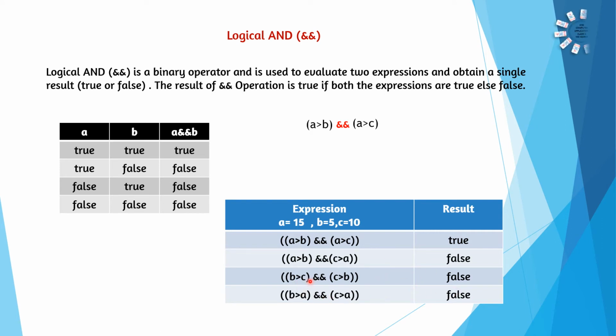Now B greater than C. B is not greater than C, here 5 is not greater than 10. And C is greater than B, it is true. So the first one is false and the second one is true, then also the result is false. And B greater than A, the condition is false, and C greater than A, the condition is false. Both the conditions are false, then the result is false. So overall we can say if any false condition is there, then the result will be false in the AND operator. And if both of them are true, then only the result will be true.